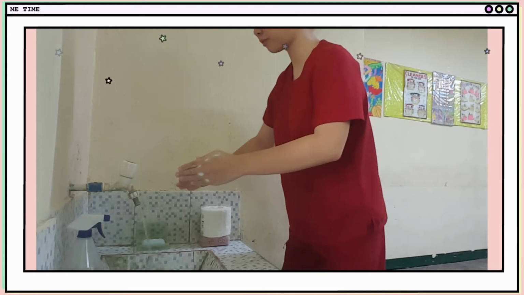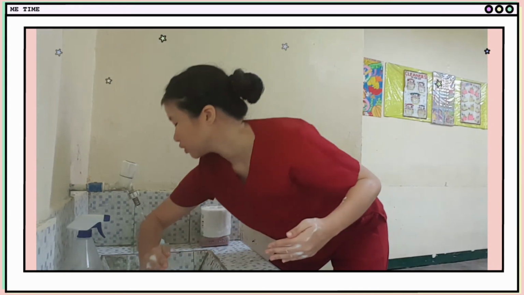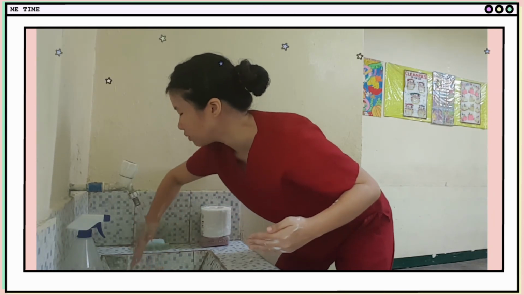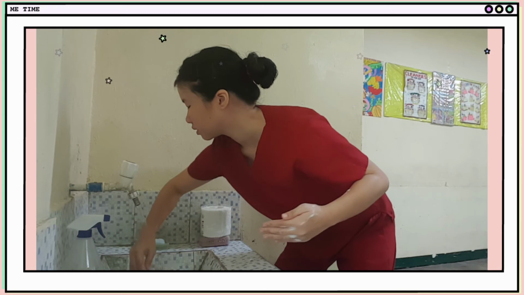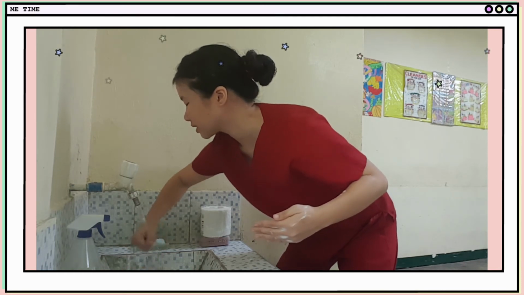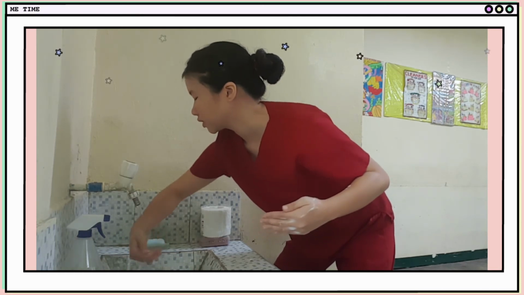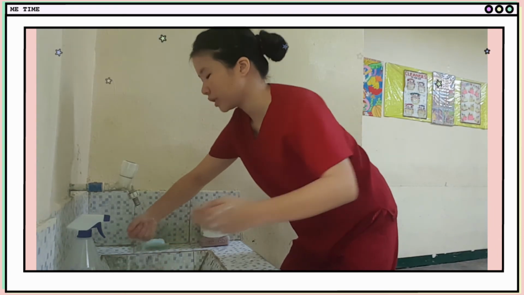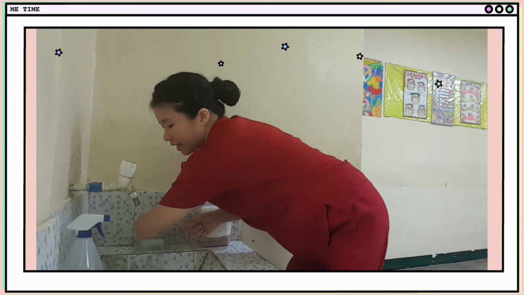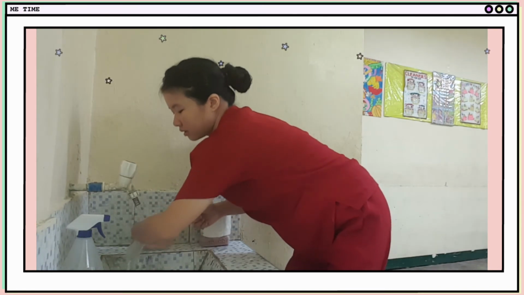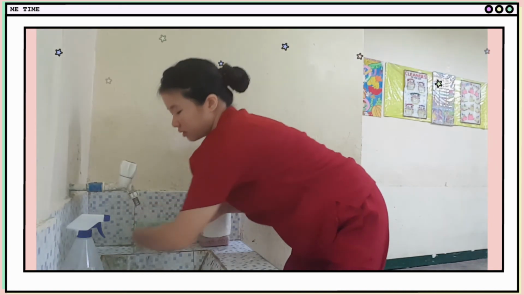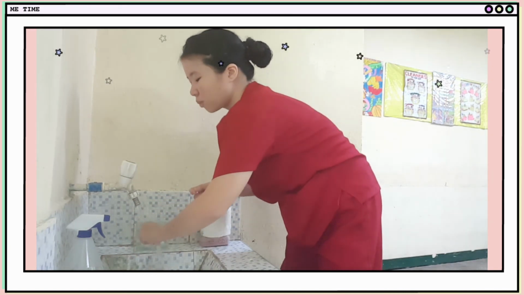Before we proceed to step number 5, we're going to rinse now. From here down, careful not to touch the sink. Your hands will be contaminated. Wash properly. On the other side. Let's remove the soap.